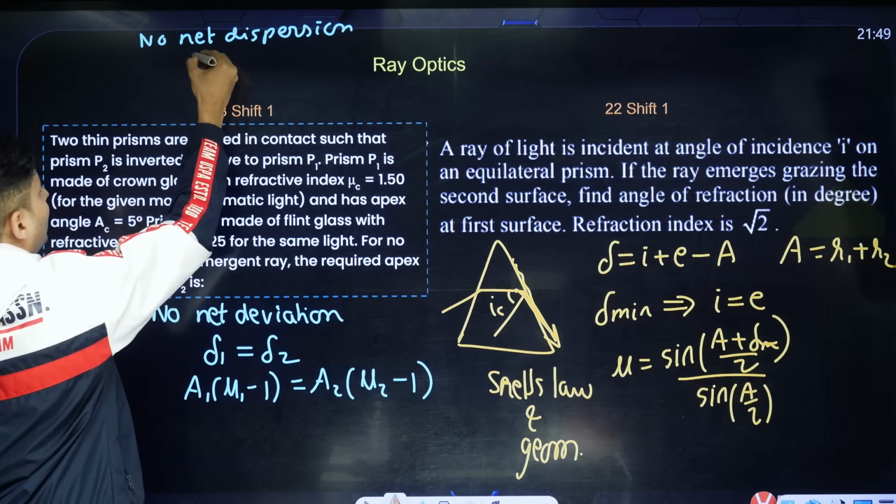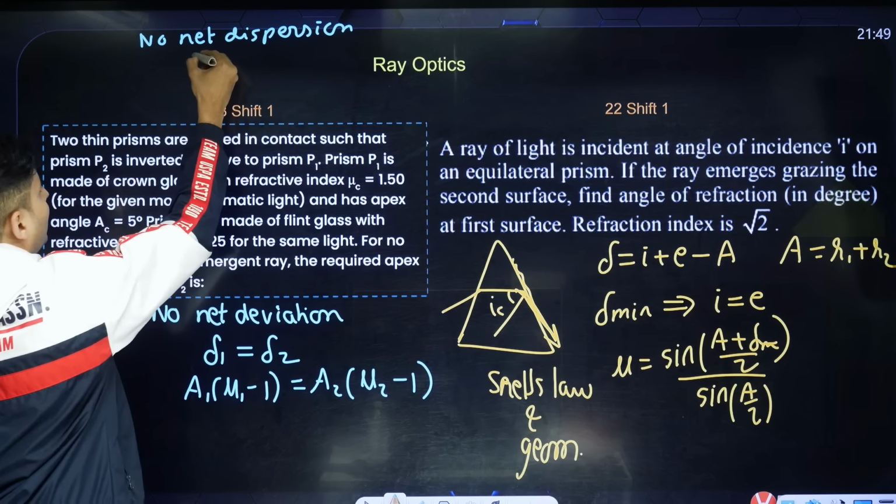Delta theta 1 is delta theta 2, and for delta theta 1 the formula is A1 into mu of, let's say, red minus violet over here, and same thing over there also. Okay, so A1 into mu violet 1 minus mu red 1 is equal to angle of prism into mu violet 2 minus mu red 2. So this becomes the formula for no net dispersion. This is the formula for no net deviation. So these kind of questions are expected in the further shifts. All right. So that was your ray optics.